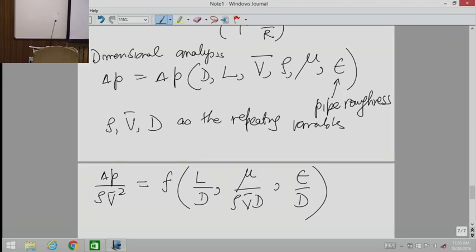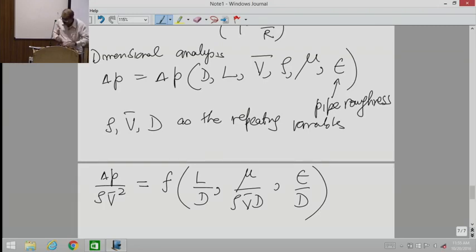Then second thing, I don't need D. The first variable I use on the right hand side is L by D directly. Then I go to V bar and rho, I don't need the other repeating variables. For mu, I work out a Reynolds number, mu by rho V D, or I could even write it as rho V D by mu. And then epsilon by D directly. So in cases like this, you don't even have to carry out that M0, L0, T0. You can directly do it.